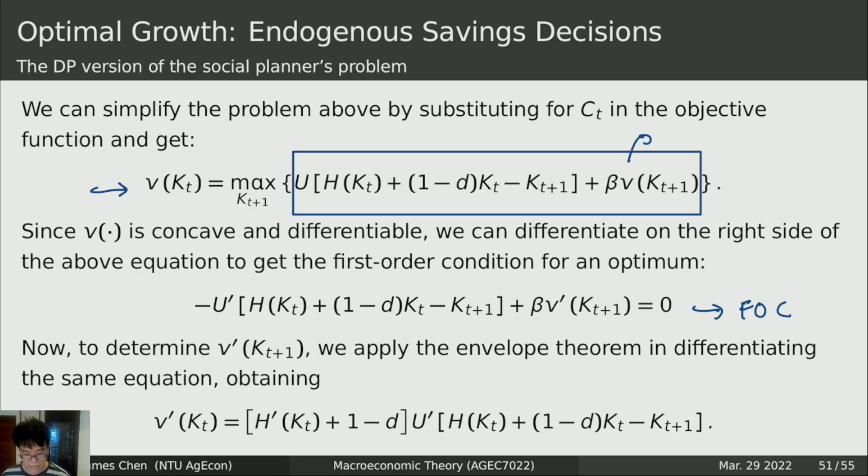So let's say this function is phi of kt plus 1. Then the FOC is phi prime of kt plus 1 equals 0. This is exactly doing that. Okay? Now, to determine this, we want V prime of kt plus 1.